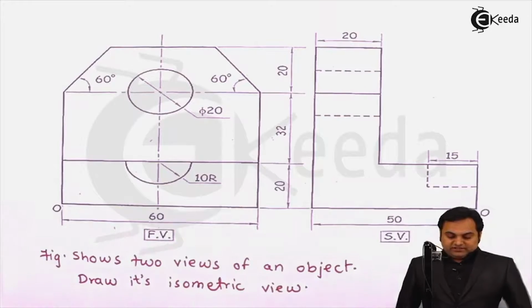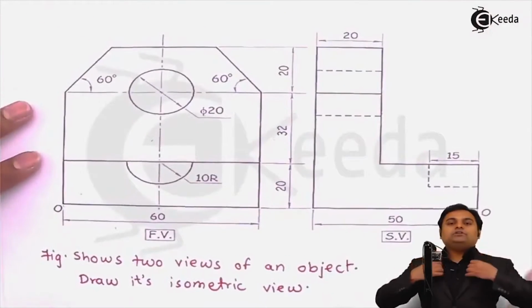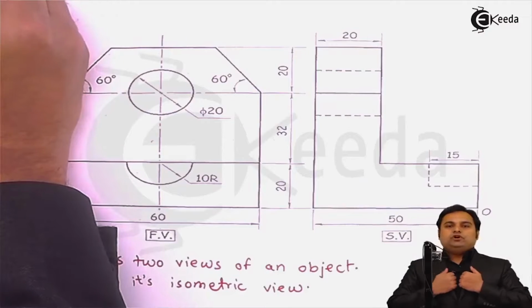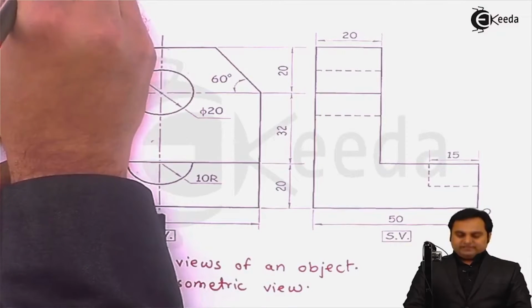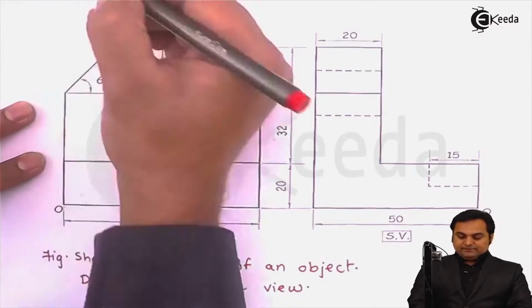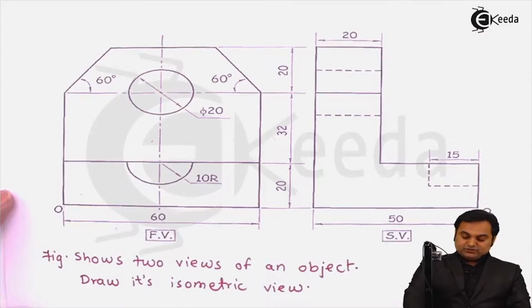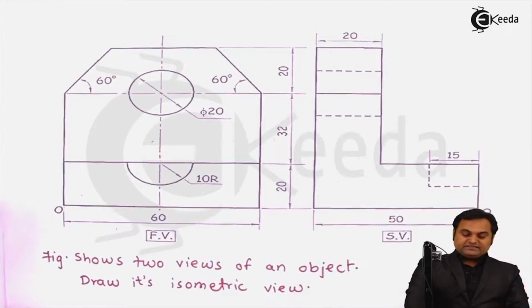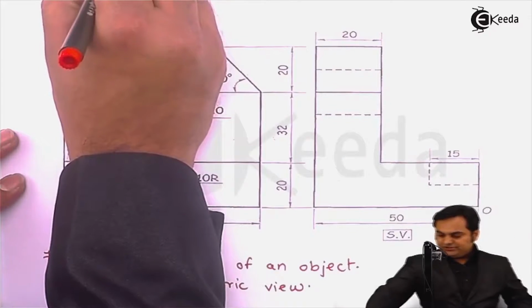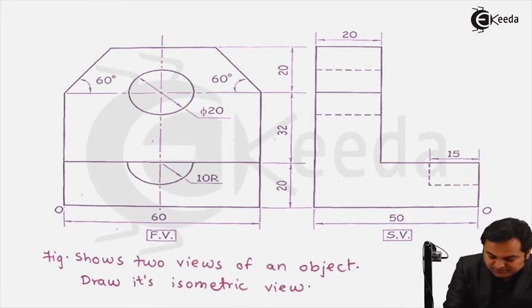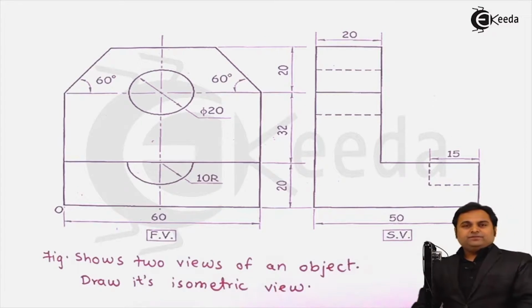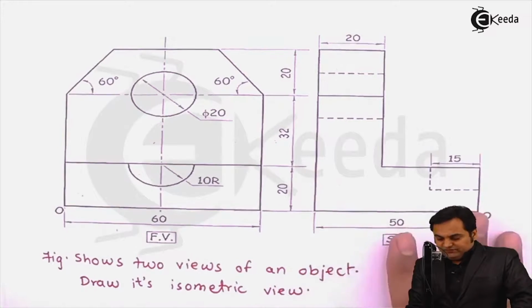So before we start the isometric projections, we should know how much is the total length, height and width of the object. In case of front view, we are going to see the length and height, and as I can see here, the length is 60 mm and the height is 20 plus 32 plus 20, that is 72 mm. So I'll mention it here. Length is 60 mm, height 72 mm, and width, we can see it in the side view, it is 50 mm.